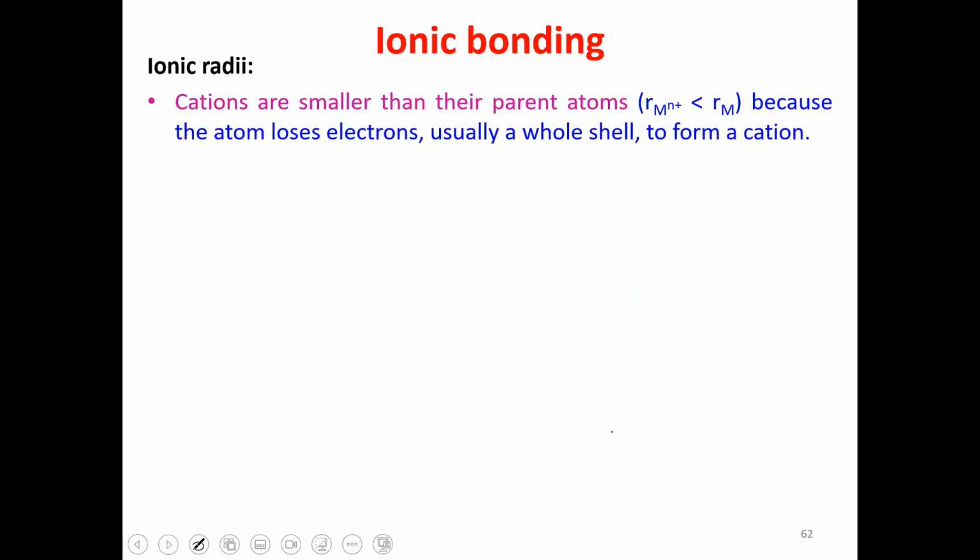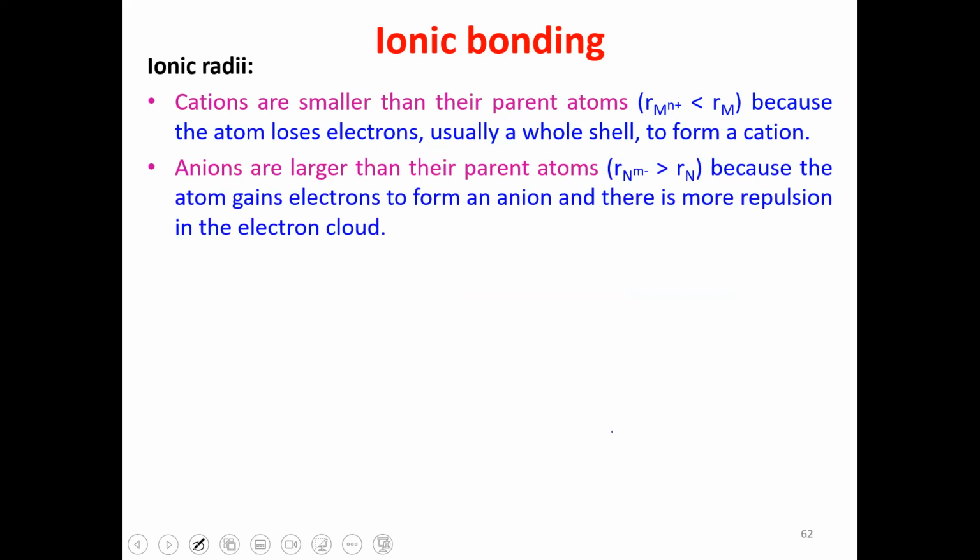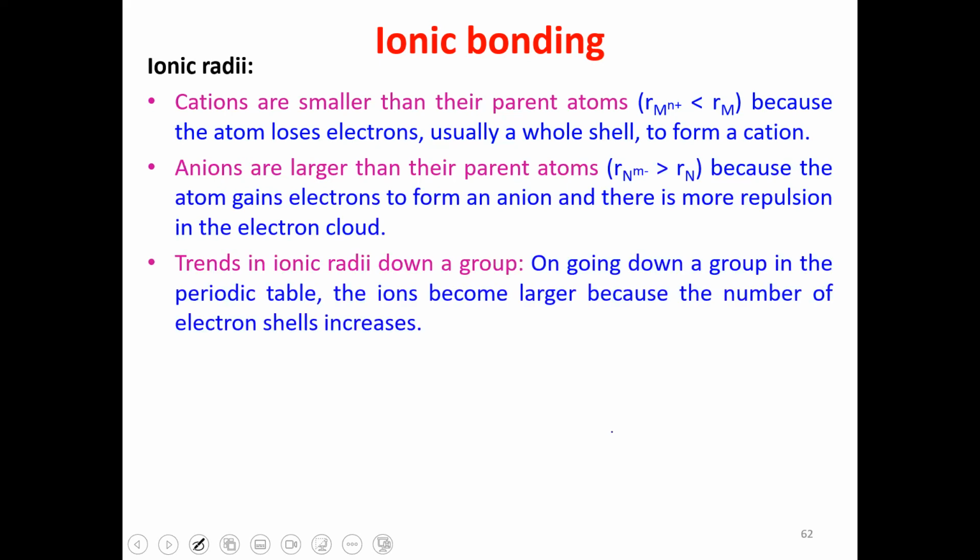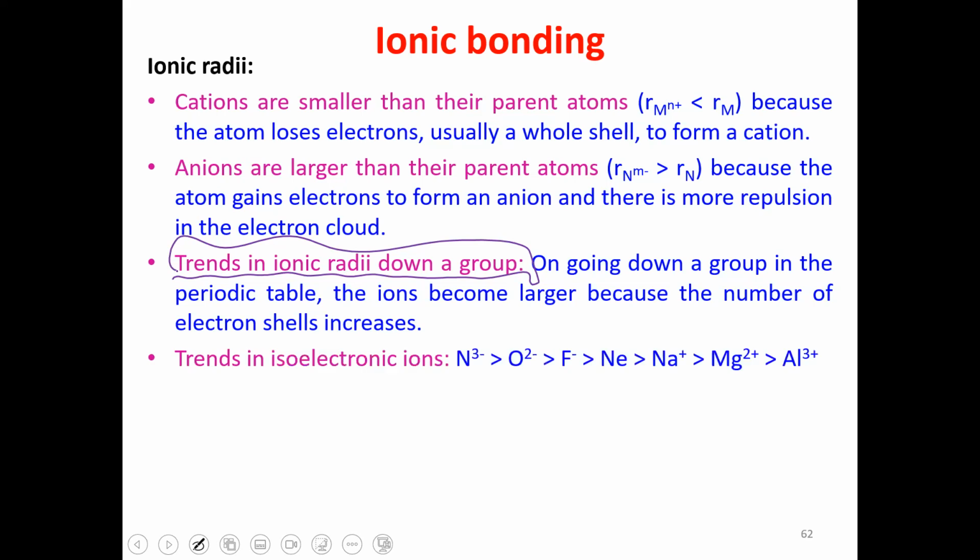Now, ionic radii. Cations are smaller than their parent atoms, and anions are larger than their parent atoms. Look at this trend. And what was the reason for that? On going down a group in the periodic table, the ions become larger because there are more electrons overall, which means they occupy more shells. Okay, number of shells.